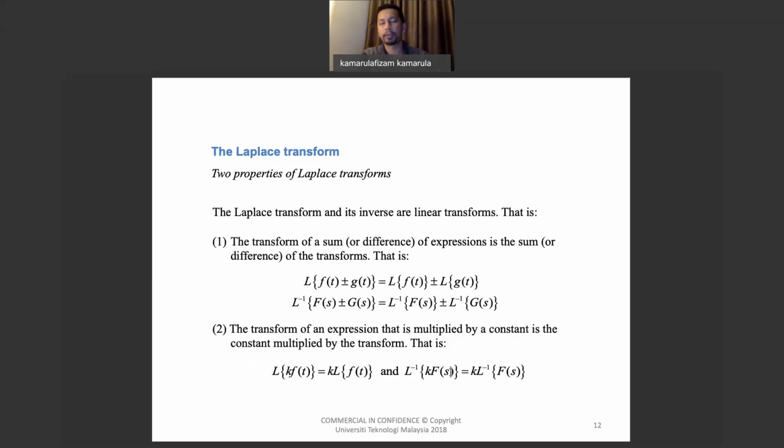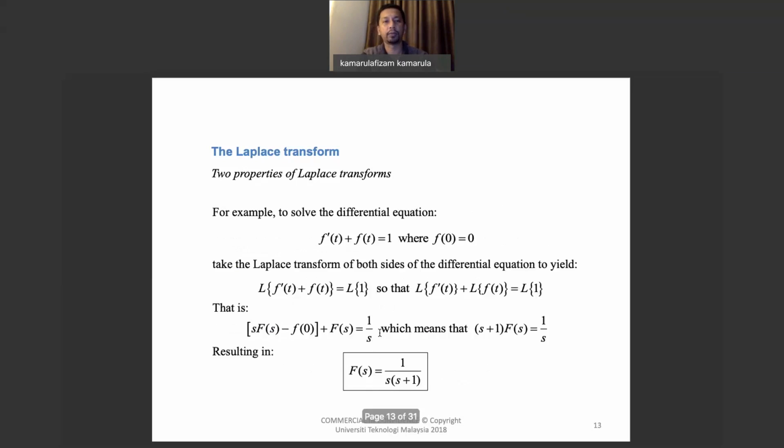These are two properties of the Laplace transform. The first one is sum or difference: you can straight away do the sum and difference. The same applies to multiplication by a constant. You can straight away do it.